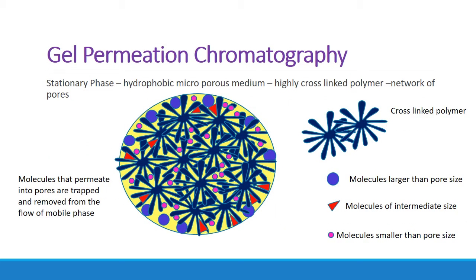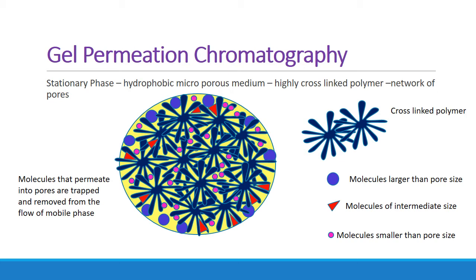In gel permeation chromatography, the stationary phase is a highly cross-linked polymer which is hydrophobic with a network of micropores. The analyte is dissolved in the solvent or mobile phase and passed through the column. If the analyte molecules are significantly larger than the pore size, they cannot permeate into the pores and thus pass through the column at the same rate as the mobile phase.